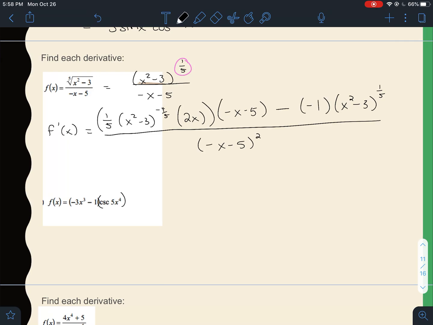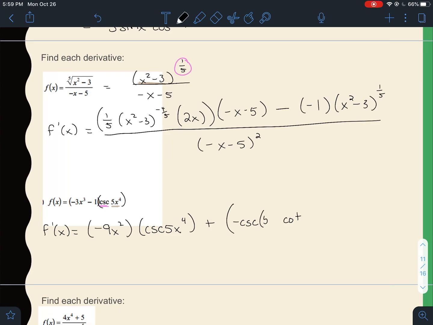On the second one, I've got negative 3x to the third minus 1 times cosecant of 5x to the fourth. Well, my inside function on this one is 5x to the fourth, and my outside function is cosecant. So product rule says take the derivative of the first. So the derivative of my first is negative 9x squared. Leave the second alone, cosecant 5x to the fourth. Then plus for product rule, and then derivative of the second. Well, the derivative of cosecant is negative cosecant cotangent.